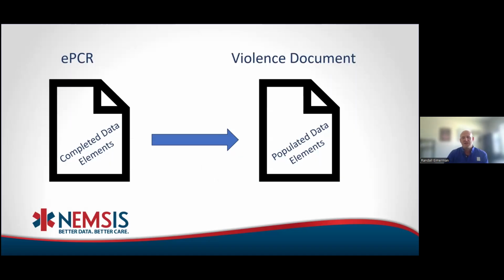The violence document does include data elements that can be mapped from an electronic patient care report, or EPCR, and new data elements for describing the violent incident and the follow-up actions taken. A violence report that incorporates the structured elements and narrative is intended to be maintained separately from the EPCR. What we're trying to show here is that if you were on an EMS response and completed all of the data elements for that response and you experienced a violent incident, you could map over a bunch of the data elements that we've repurposed from the EPCR into the violence document.